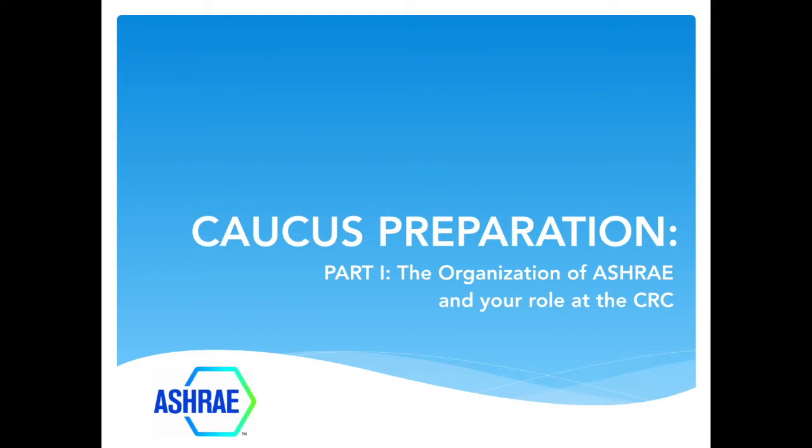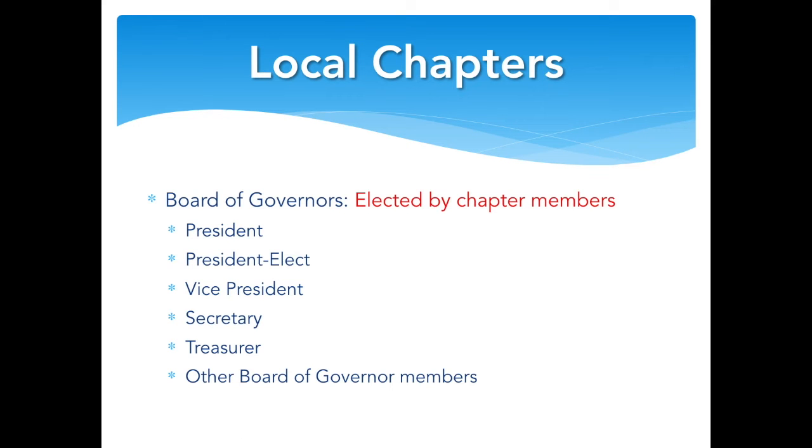Okay, so without further ado, let's start with ASHRAE's organizational structure. Now, I realize that many of you are already very familiar with ASHRAE's organizational structure, but I think it's a good idea to do a quick review just to make sure that everyone is on the same page. When talking about ASHRAE's structure, I always like to start with the local chapter level, something I'm sure that all of you are very familiar with. Though each individual chapter's bylaws may vary, for the most part, the chapter's board of governors consists of the chapter officers, the president, president-elect, vice president, secretary, treasurer, and other board of governor members. These positions are elected by the chapter members.